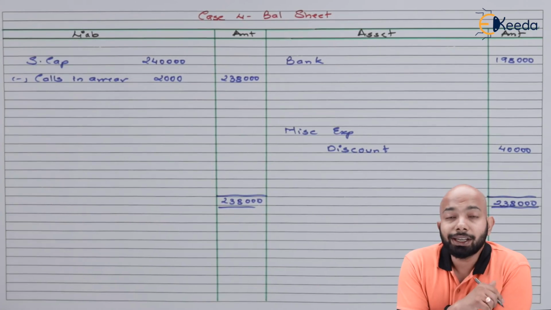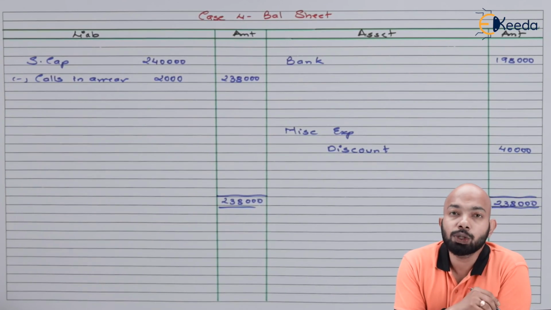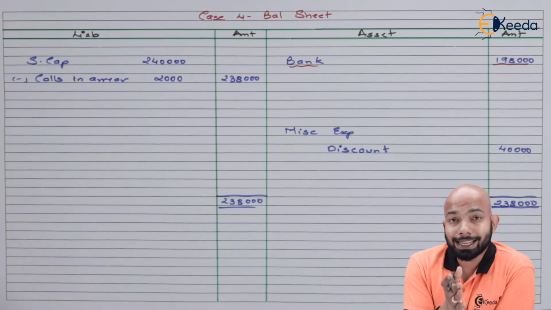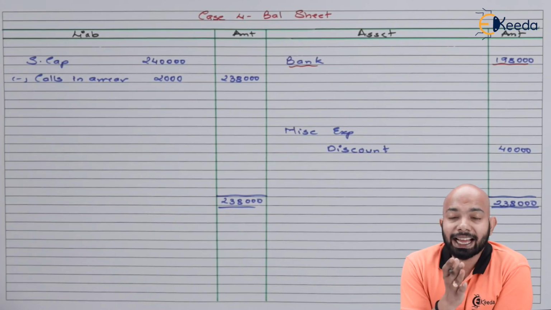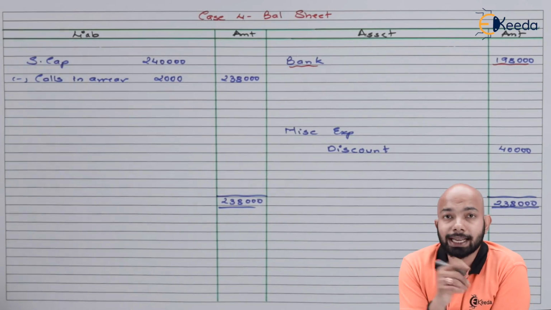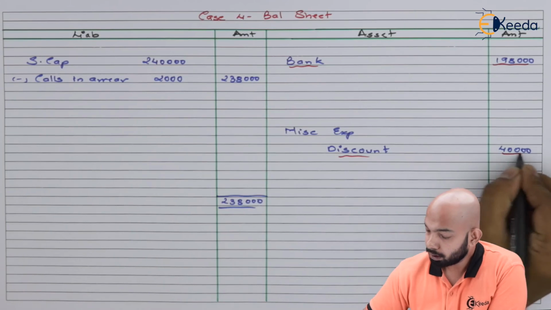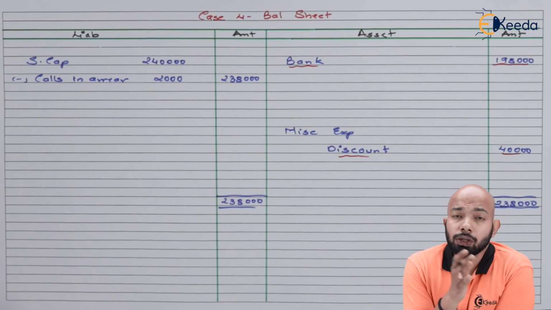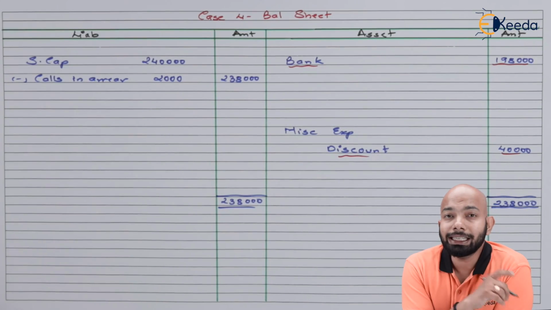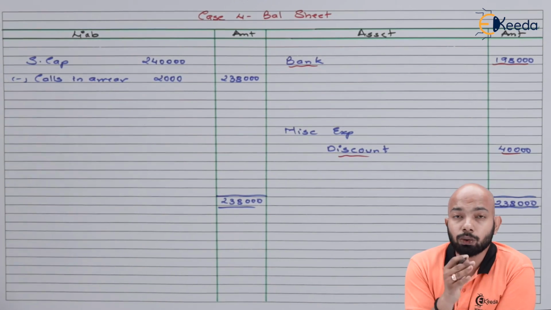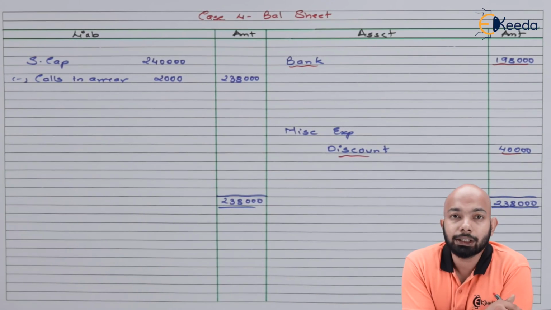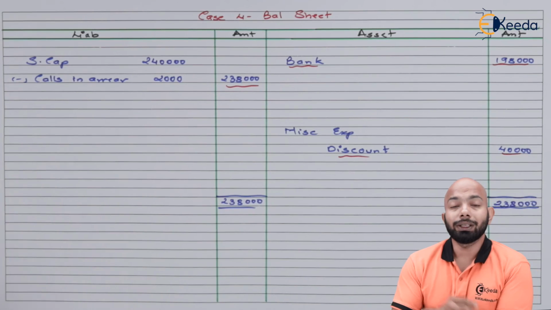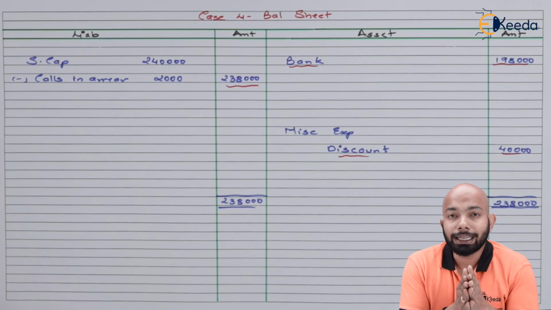Now the balance sheet has been prepared here. Bank account total comes to 1,98,000. We have provided a discount that will be a part of our asset as miscellaneous expenditure. 40,000 has been mentioned. Share capital comes to 2,40,000, out of which calls in arrears 2,000 will be subtracted. So the liability side totals come to 2,38,000, and so does the asset side total comes to 2,38,000. So with this, we have tallied the balance sheet of case 4 as well.